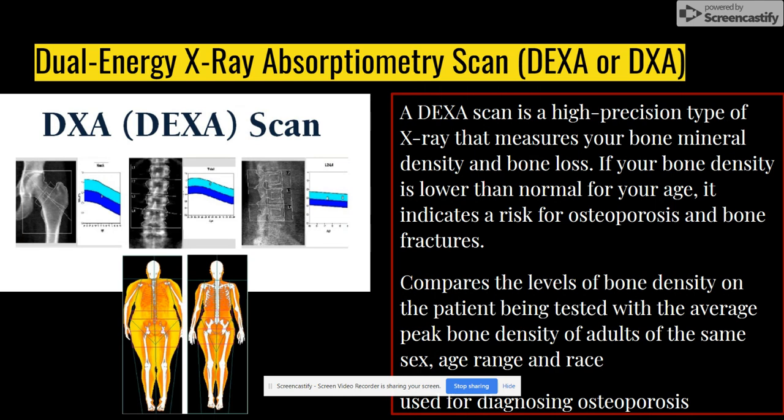And one of those things is this DEXA, this dual energy X-ray absorptiometry. I know I'm saying that wrong. Scan. A DEXA scan is really cool in the fact that it's a high precision type of X-ray. It's going to measure bone density and bone loss. It's going to be a bit more accurate than just that regular bone mineral density, that BMD test. So this is going to be kind of the newer wave.